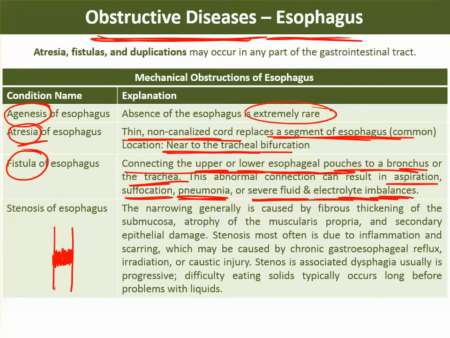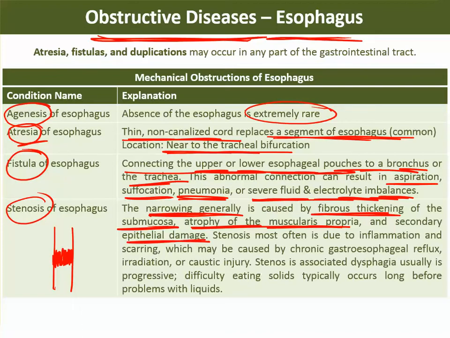Now, if you ask me which of the four conditions is the commonest, I will say stenosis of the esophagus. Stenosis means it is not complete closure. It becomes smaller; if you take the diameter of the esophagus, the lumen will become narrow. The narrowing generally happens due to fibrous thickening of the submucosa and atrophy of the muscularis propria because of epithelial damage.